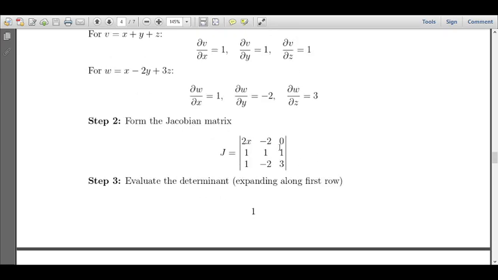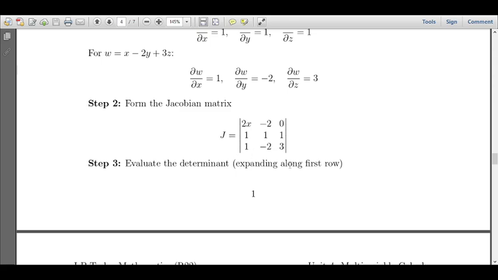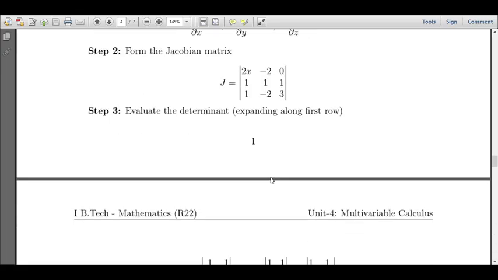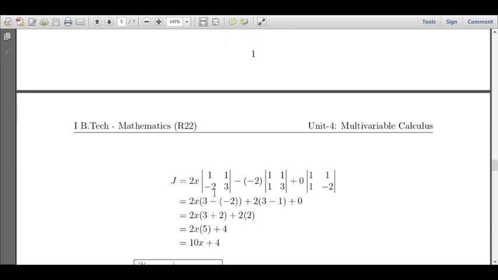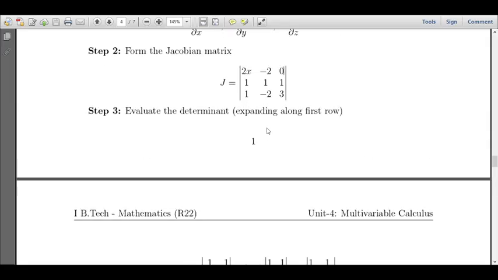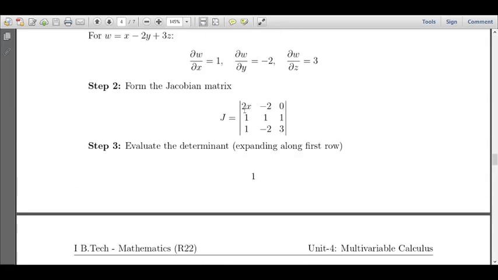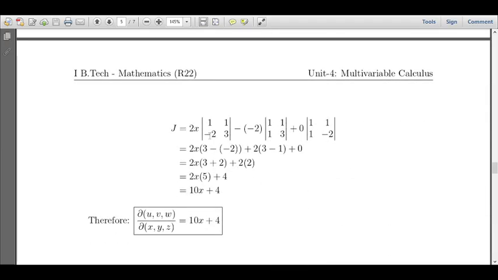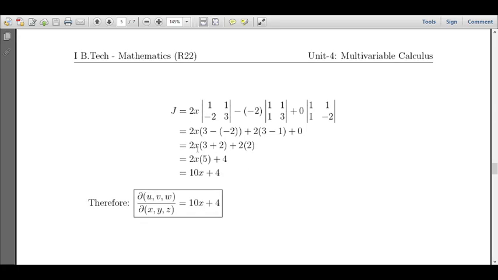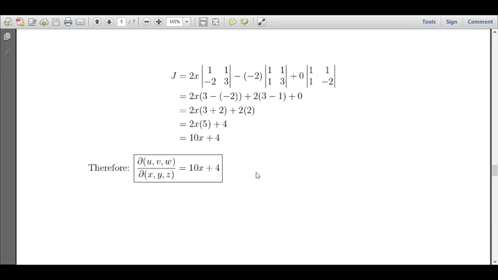We will get 2x, minus 2, 0 and so on. We expand this determinant by the first row because the first row contains 1, 0. So 2x into, removing first row and first column, this is 1 1, minus 2 3, minus the second element, minus 2, into, removing first row and second column, 1 1, 1 3, plus 0 into this. So 2x into, AD minus BC, 3 minus of minus 2, plus 2 into 3 minus 1, which is 2x into 3 plus 2, plus 2 into 2, which is 10x plus 4.